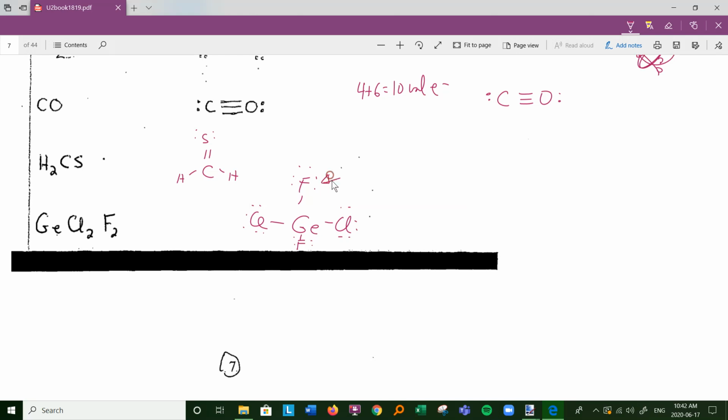By the way, the atoms that are bonded to the central atom are called the ligands. It's a silly word, isn't it? But the atoms bonded to the central atom are called ligands. And we'll need that in the second part of this chapter. Okay.